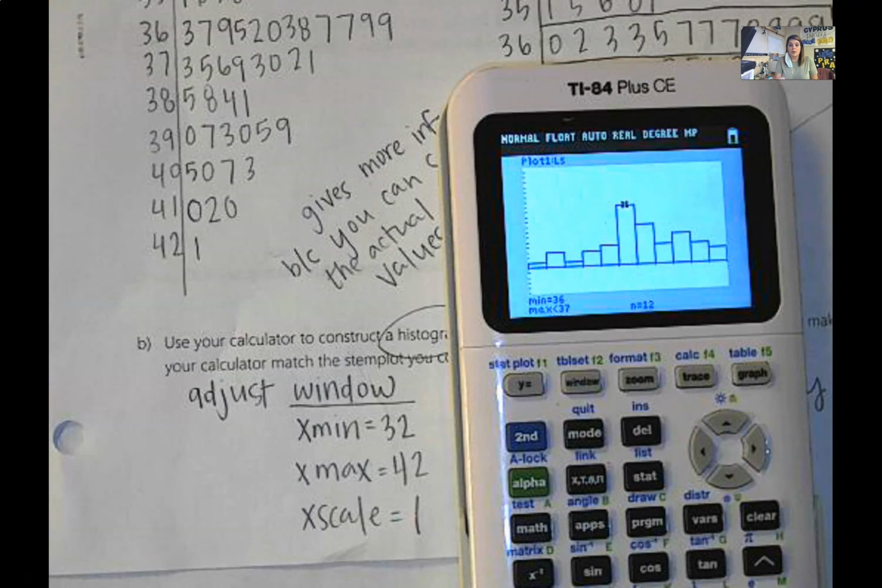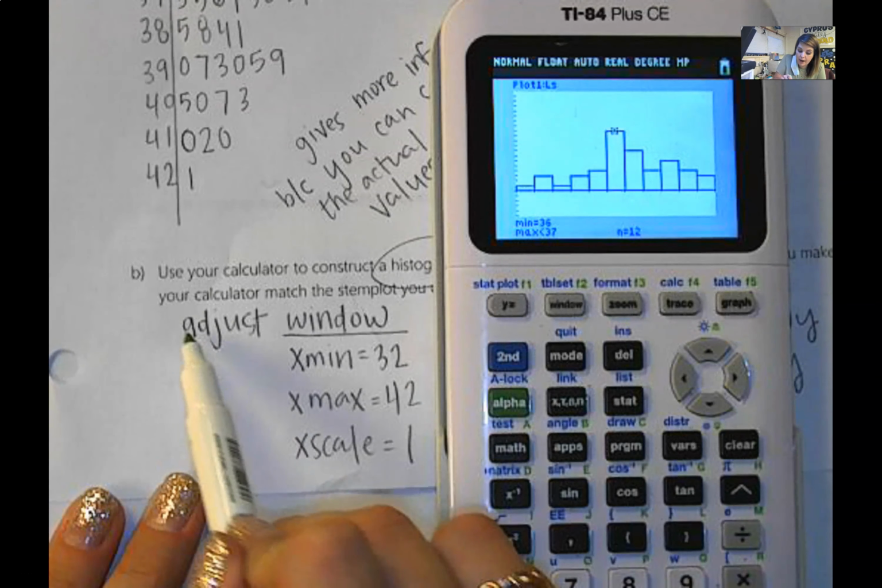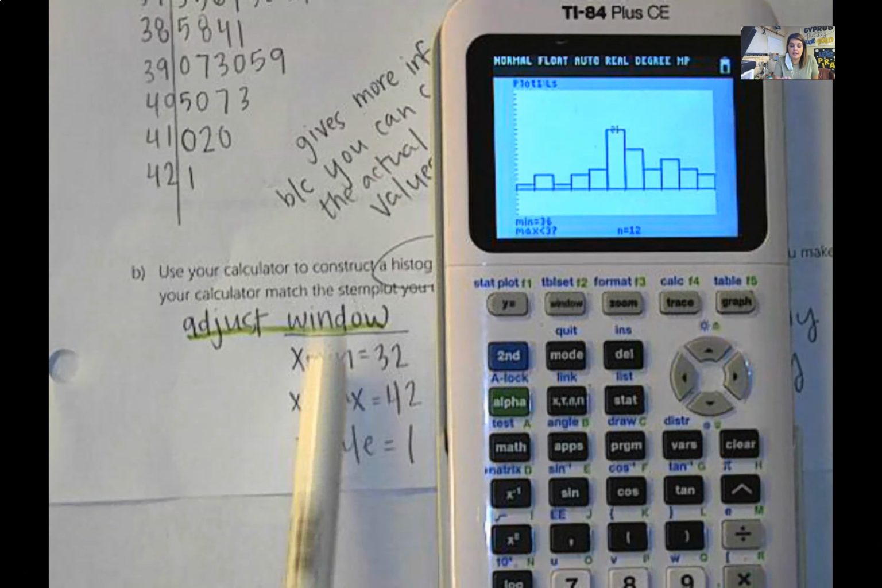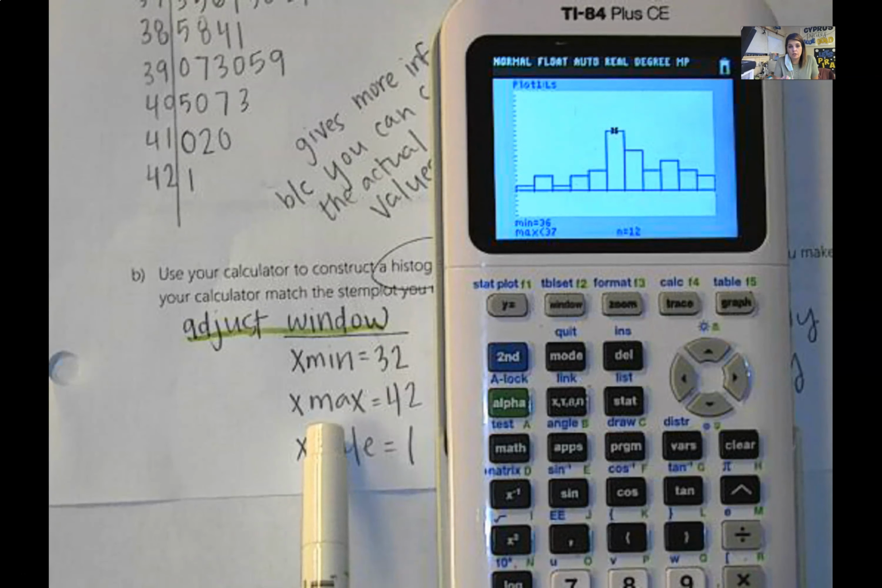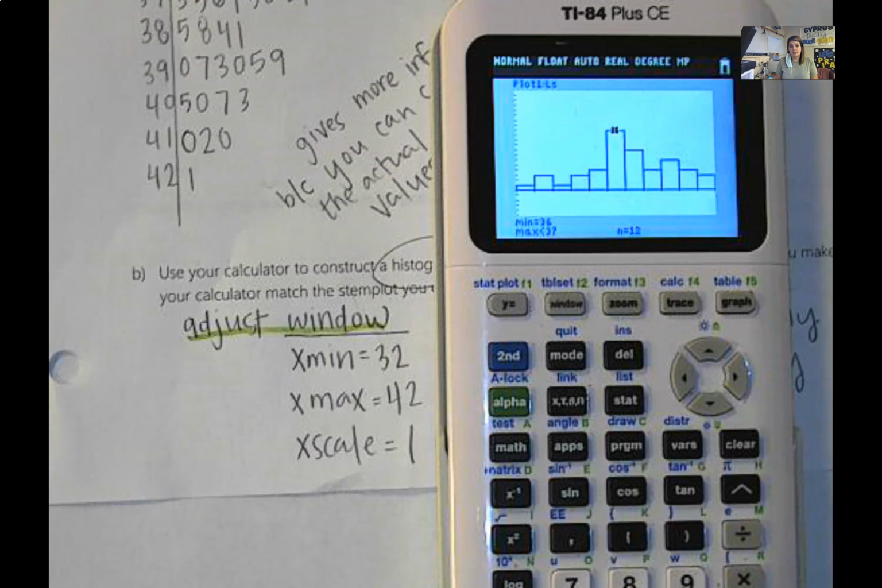So in order to make these look the same, we went and we adjusted our window. We adjusted the window so that it matched the stem plot. When I do a histogram using my calculator, I usually always write down the window that I used, mostly for my own reference, but also because I think that that's really good practice.